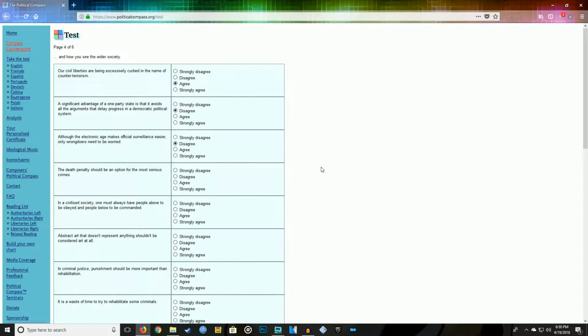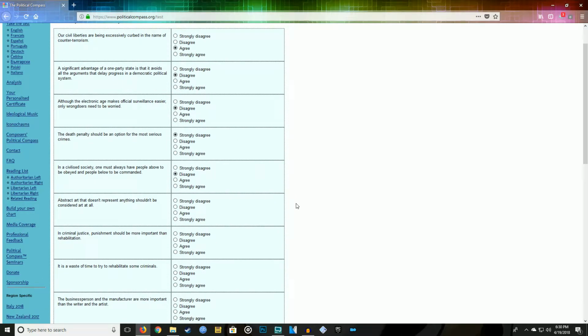The death penalty should be an option for the most serious crimes. Strongly disagree. I do not believe in the death penalty. I am of the position that it is cruel and unusual punishment. In a civilized society, one must always have people above to be obeyed and people below to be commanded. Disagree. You shouldn't just obey people. And there shouldn't be people that are just there to be commanded.